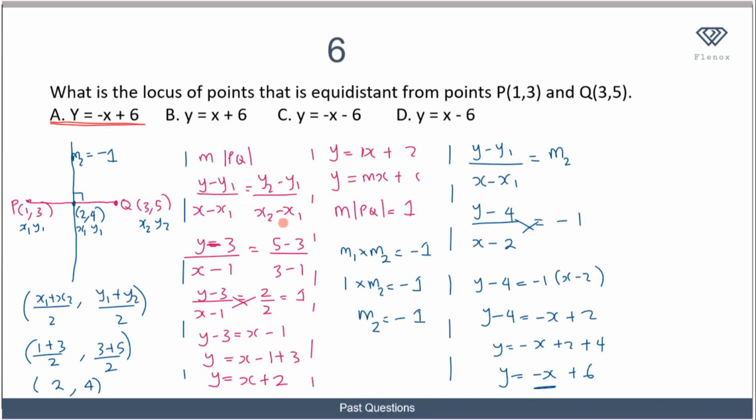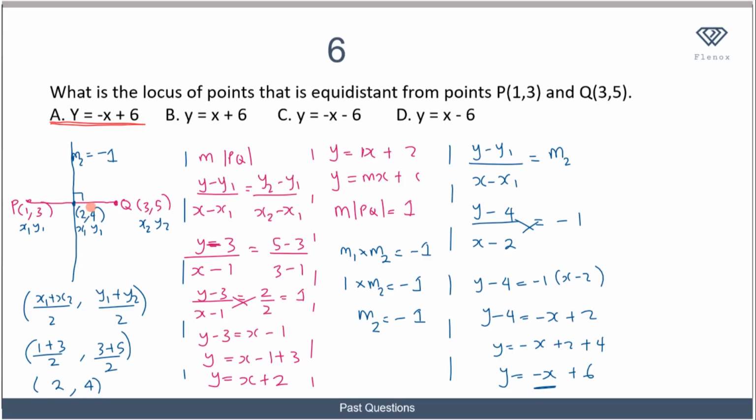So to recap, based on our knowledge of loci that we've talked about before, we know that the locus of points that is equidistant from 2 points is the line that is perpendicular to the line PQ and passes through the center of line PQ. So we first found the coordinate at the center, because we know that will be a point on that line, and we found it by using the formula for midpoint, calculating the midpoint between P and Q, and we got the coordinate to be 2, 4.